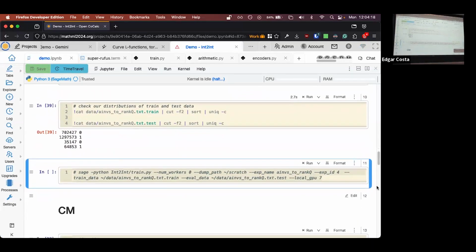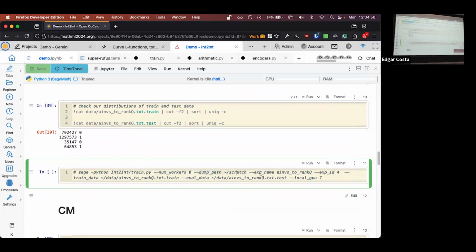And now the magical thing is to run it, and you're going to give it this command. You don't need to do sage -python. You can do just python, but then you need to install all the libraries, and you're going to have trouble. So I recommend running sage -python. The number of fork is the same, so whether you should use CPUs or not, you should put 0. Dump path is where you want all the logs to be dumped.